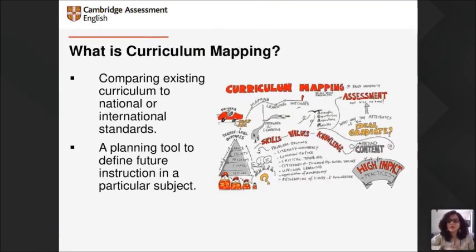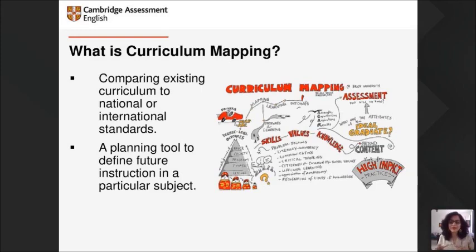So before we go into the why, let's first understand what curriculum mapping is and why it is so relevant today. As education has become more standards based, there has been an increased interest in curriculum mapping in recent years, especially among teachers who want to compare their curriculum to national or international standards, or even to the curriculum of other educators who teach the same subject and grade level.